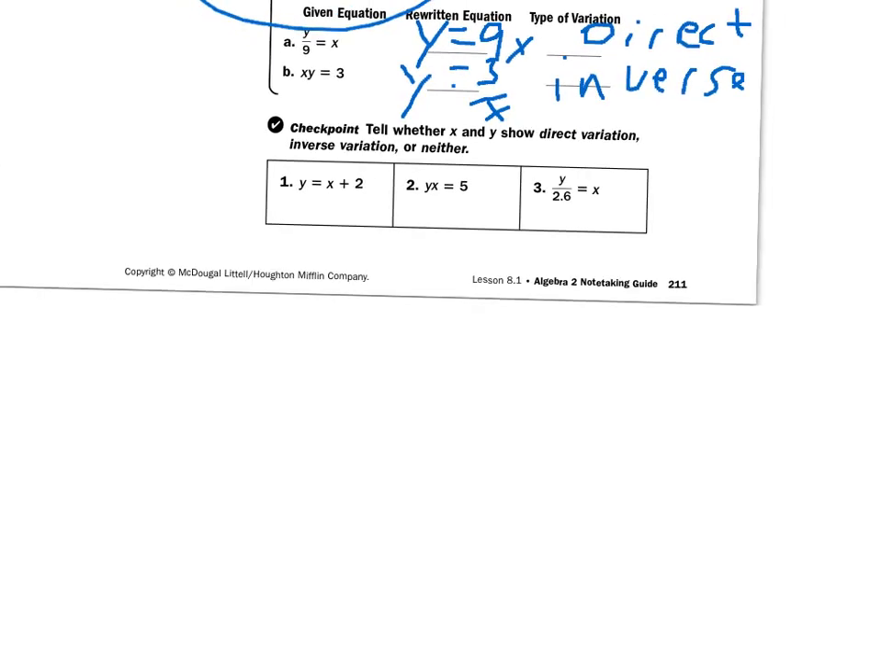Alright, so you guys take a look at that checkpoint. Go ahead and pause for 30 seconds and go through it. Okay, this one right here, number 1, I hope you put neither. That does not, when you're adding and subtracting, that's neither direct or indirect or inverse. This one right here, after you solved it, I hope you got an inverse. And this one right here, after you multiply by 2.6, I hope you saw a direct.